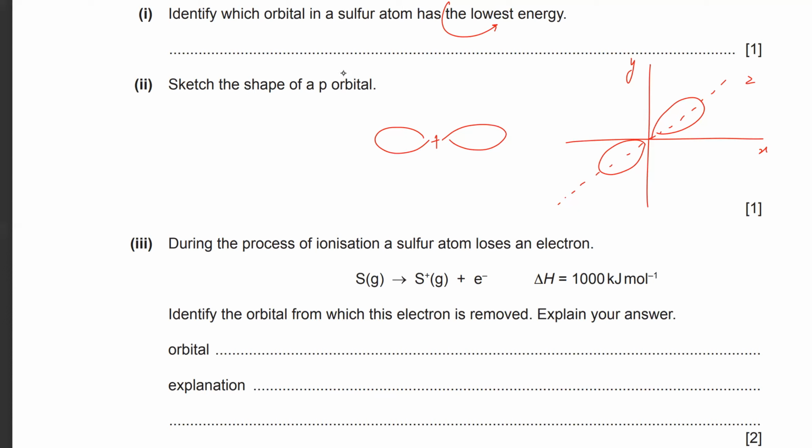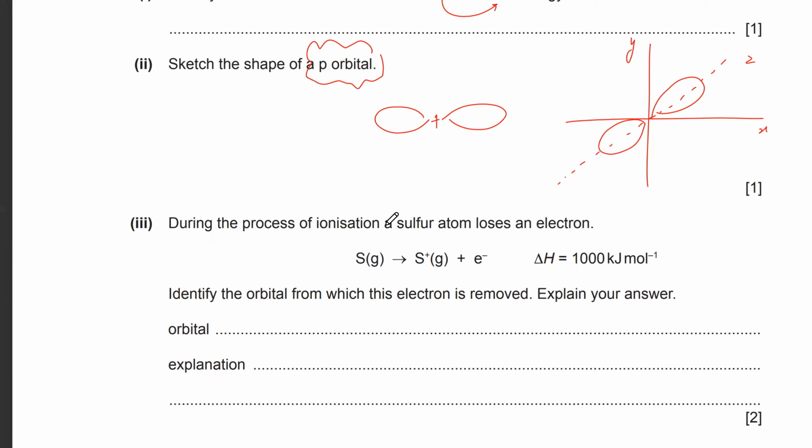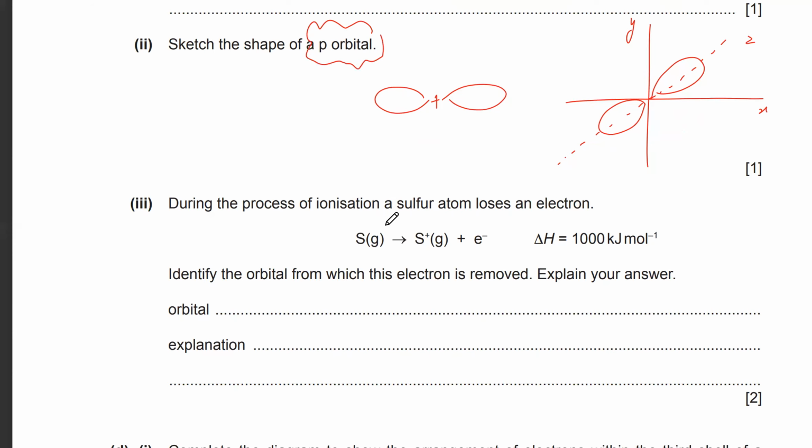Okay? He was very specific about a p orbital, because that would mean that you don't know what a subshell is and what the difference is between a subshell and an orbital. Okay? A subshell is a group of orbitals. Is that clear? Yes. Okay, identify the orbital from which this electron is removed.